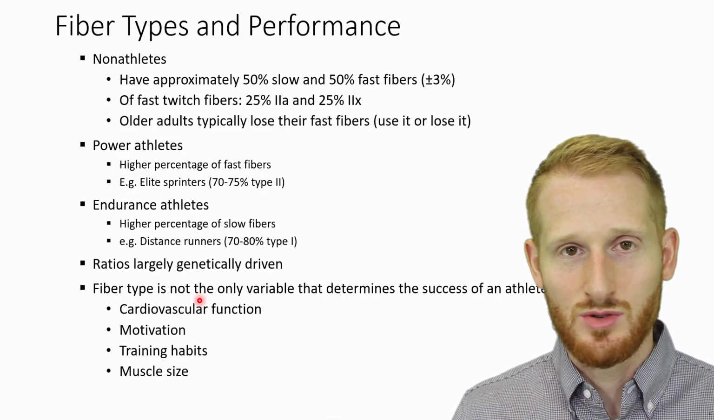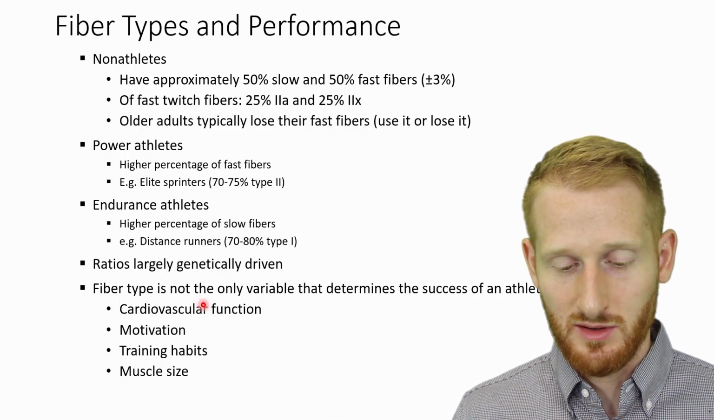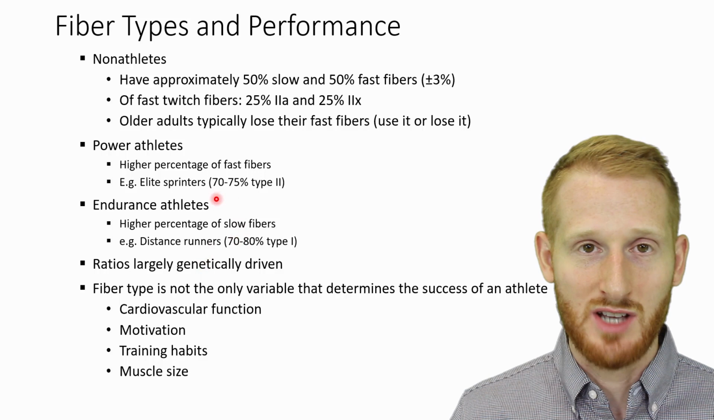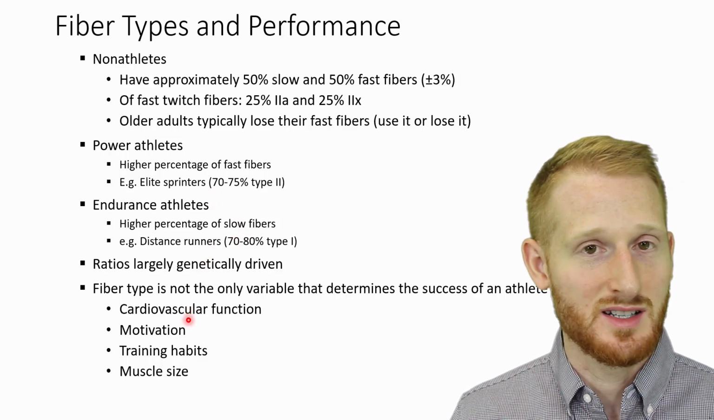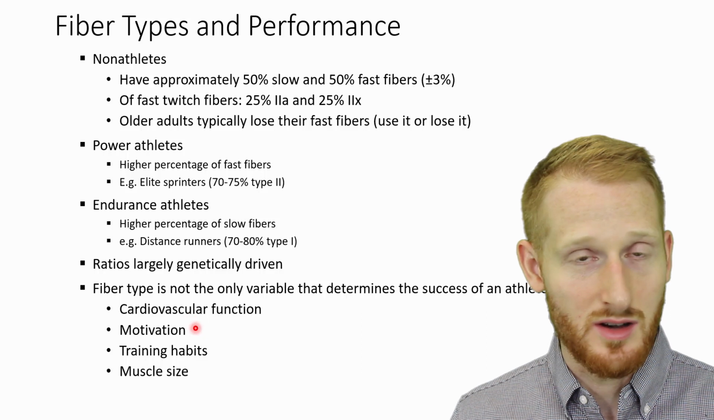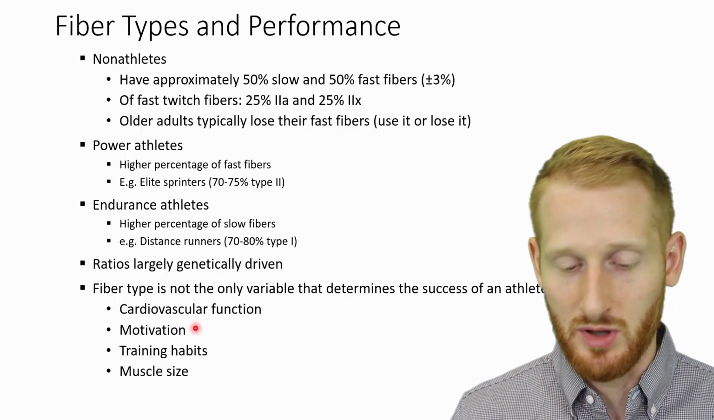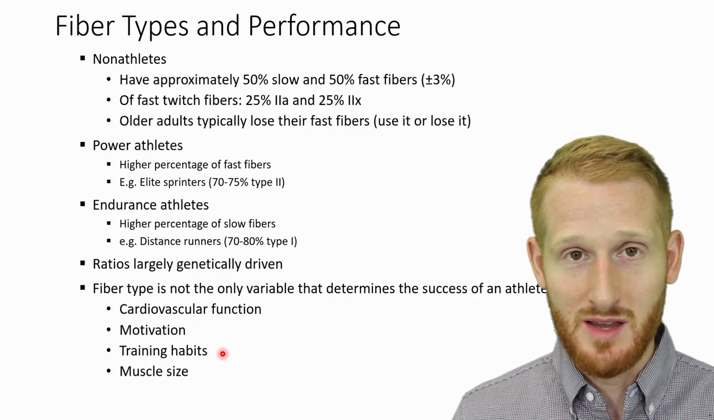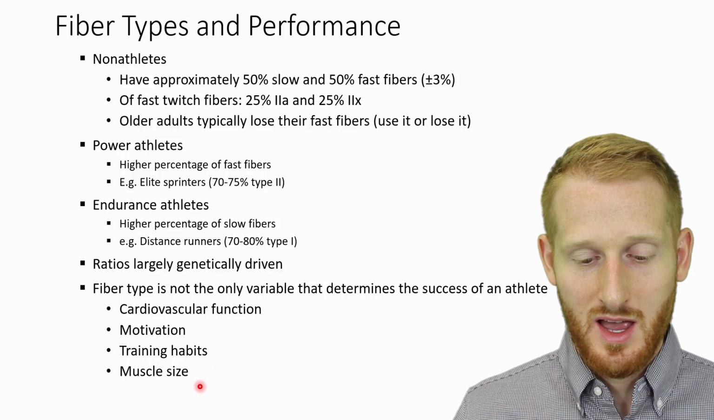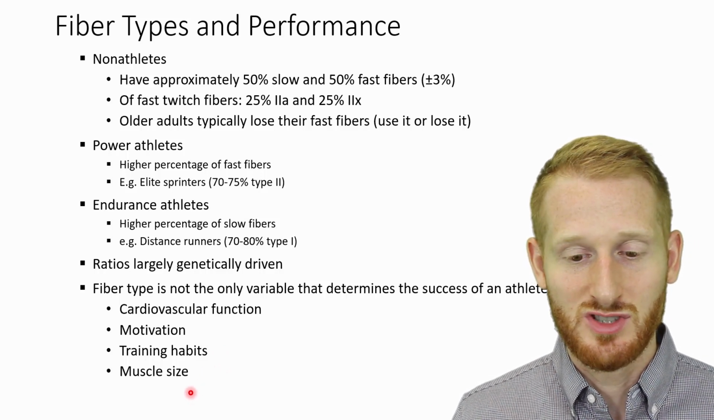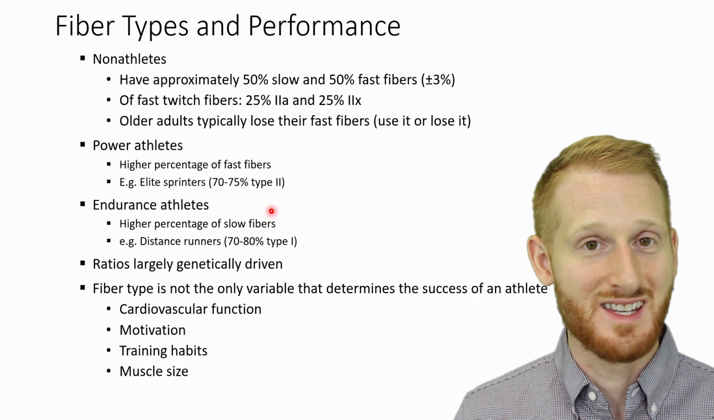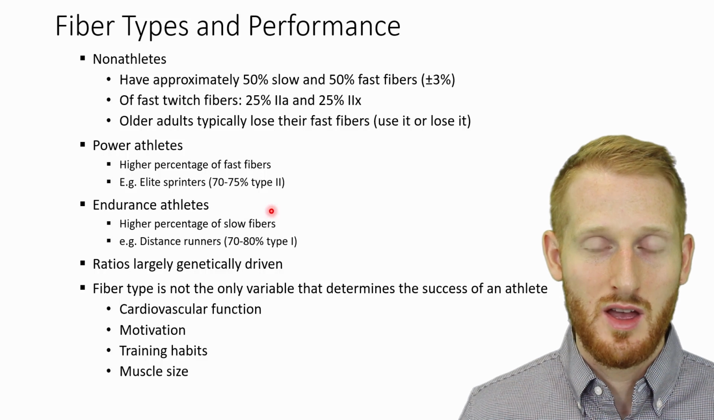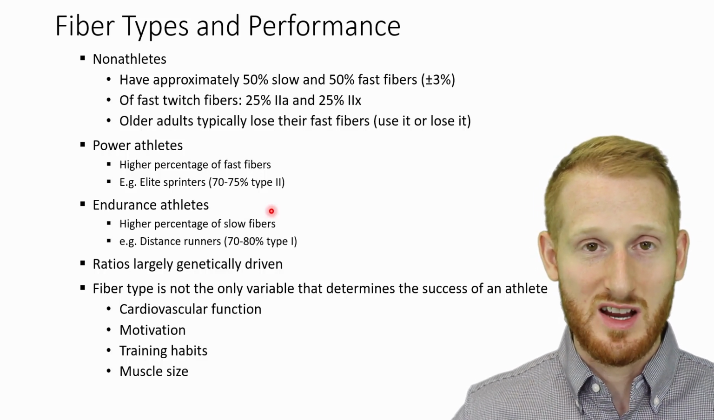If you're working with high school or college age athletes, there's a lot they can do even if they don't have the genetic gift of having the fiber type that they want. Things that affect athletic performance besides just fiber type are cardiovascular function, so your heart's ability to pump blood around the body, their motivation to train, their training habits, so how well you may be training them as their coach or trainer, and also the muscle size itself. Just because you have a lot of type 2 muscle fibers doesn't mean that they're big muscle fibers. You can train them and cause hypertrophy, so growth, and have more cross-sectional area, so a stronger muscle.